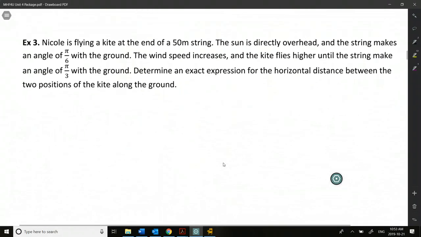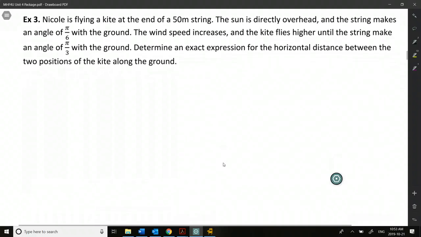Last one for today, application. Nicole is flying a kite at the end of a 50-meter string. The sun is directly overhead, and the string makes an angle of pi over 6 with the ground. The wind speed increases, and the kite flies higher until the string makes an angle of pi over 3 with the ground. Determine an exact expression for the horizontal distance between the 2 positions of the kite along the ground. Why the sun is directly overhead is important, I do not know.